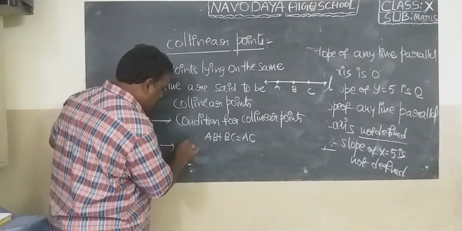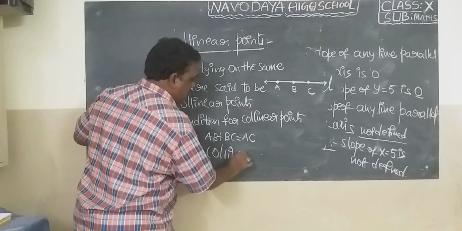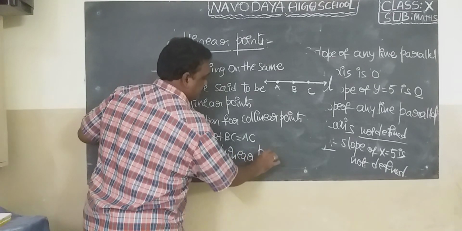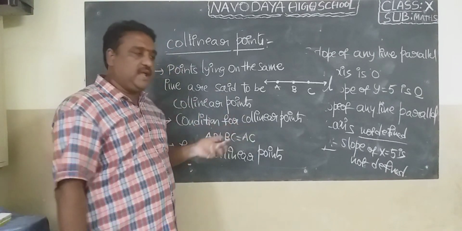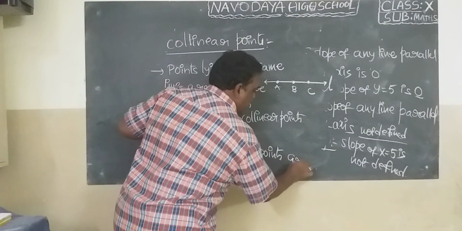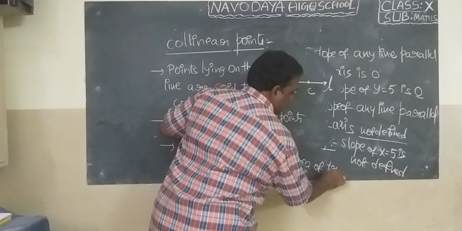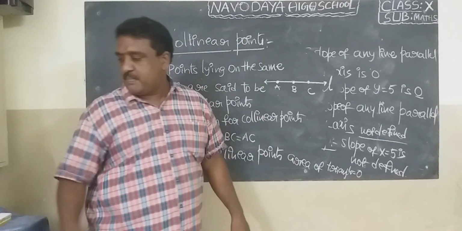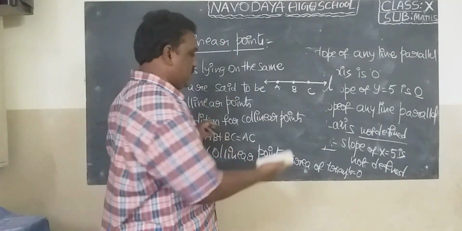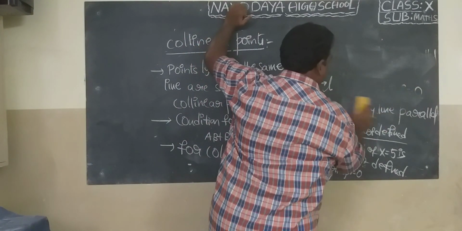Then for collinear points, there is no formation of triangle. Area of triangle equal to 0. For collinear points, area of triangle equal to 0. So this is about collinear points.